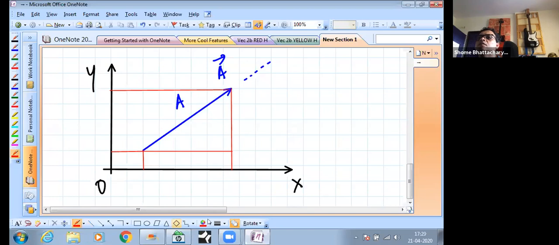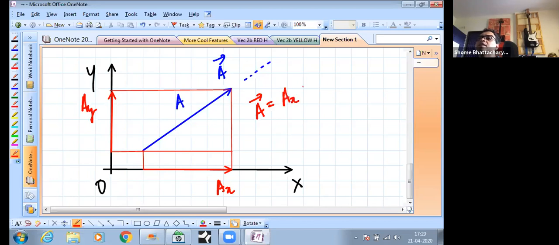So now you can see that this one is throwing some kind of a shadow on the x-axis, and some kind of a shadow on the y-axis. So this shadow is nothing but Ex, and this shadow is nothing but Ey, and that is why we are representing the vector E as the sum of this shadow plus this shadow.